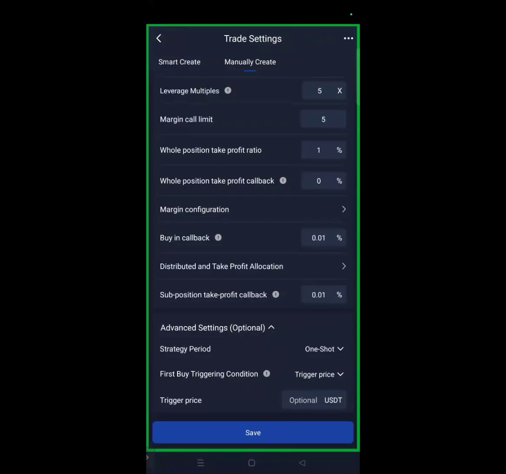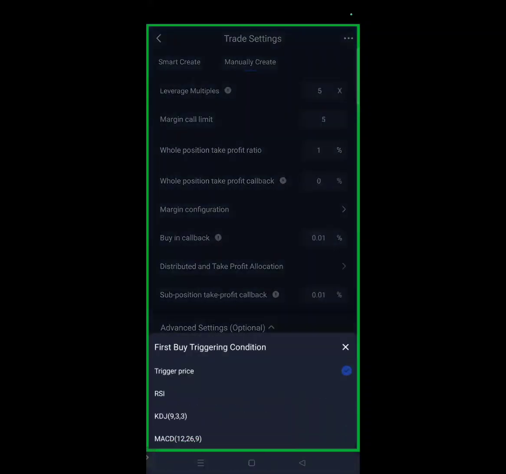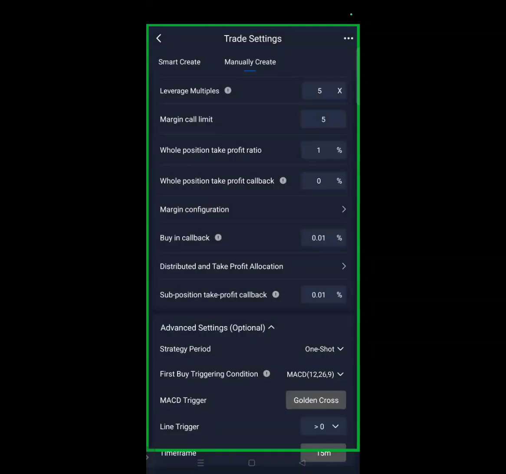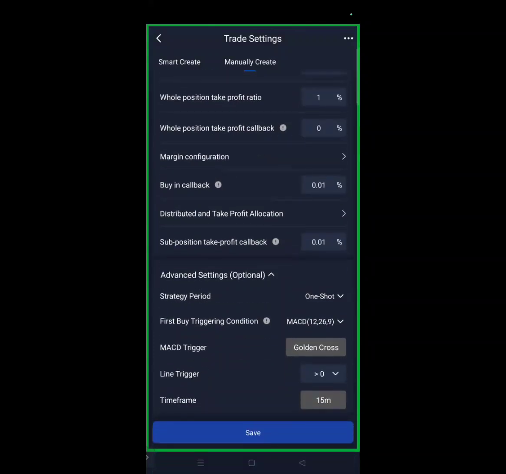So you select the trigger price, then you click on MACD. Okay, if it's golden cross, you select golden cross. That's for long, and then you pick the lesser than zero. Okay, you select the lesser than zero, and then you activate. Okay, and then you wait for it to pick.